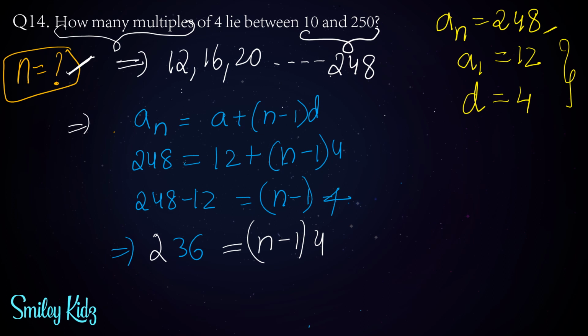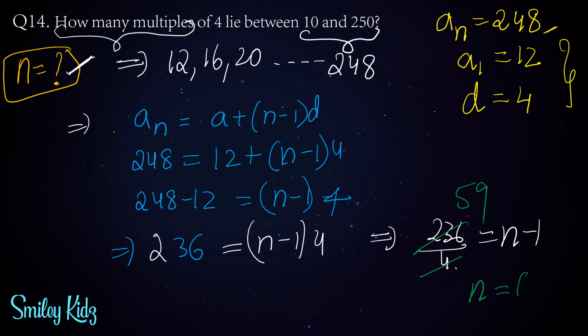Now, what is 236 upon 4? Because I'm just transposing the 4 which is multiplying on this side to the other side, it turns out to be dividing. So, it's going to be 236 upon 4 is equal to n minus 1. And we know that 236 upon 4 is 59. So, n will be equal to 59 plus 1, which is 60. That means there are 60 multiples of 4 which lie between 10 and 250.